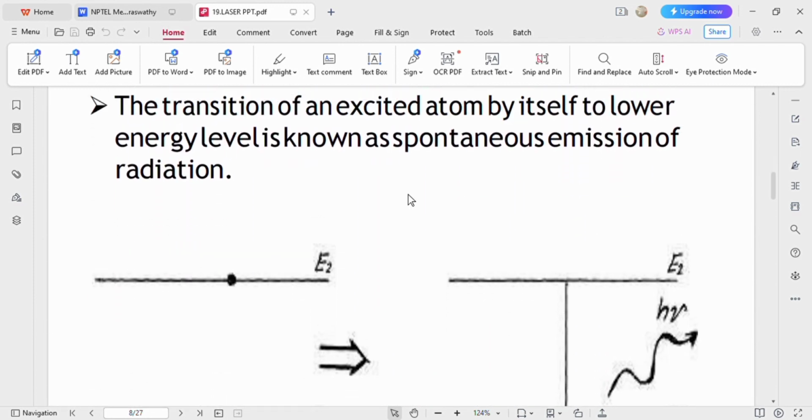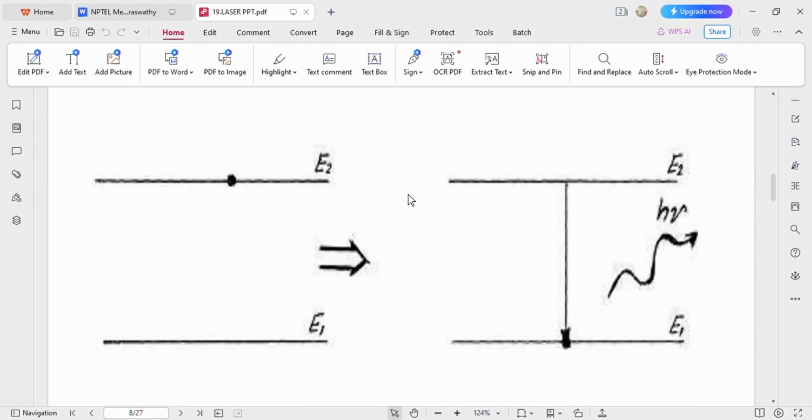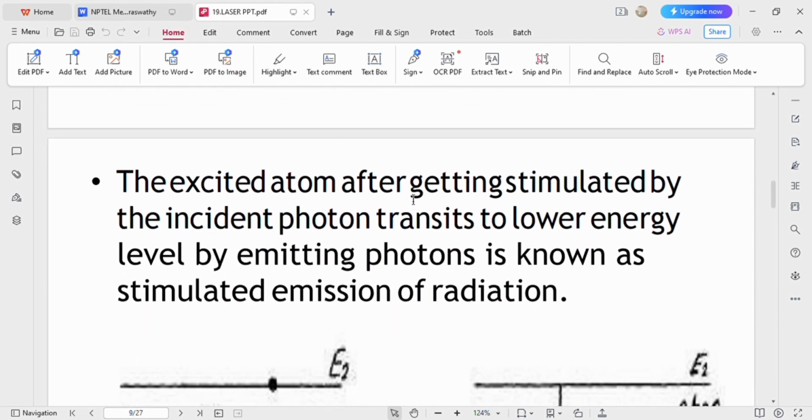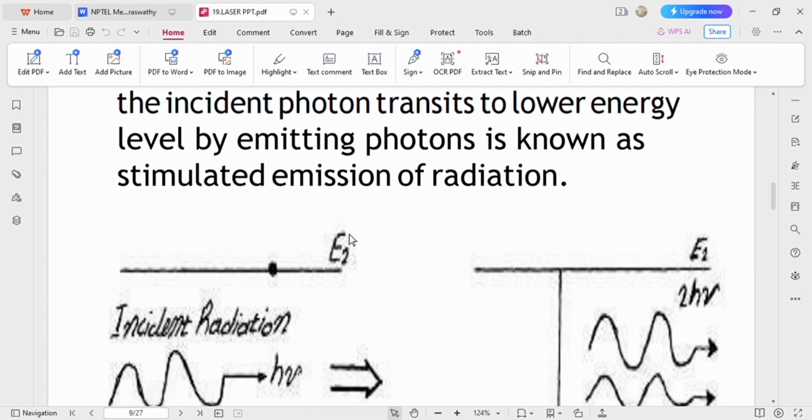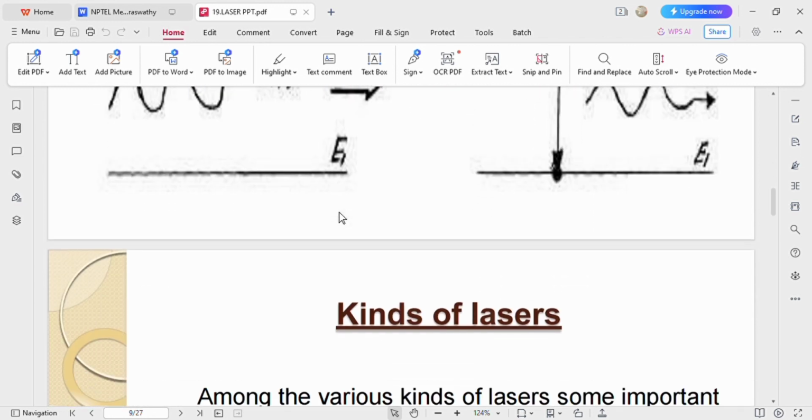The transition of the excited atom by itself to a lower energy level is known as spontaneous emission of radiation. The below diagram shows the spontaneous emission of radiation, how the energy is transferred from one place to another. In the next slide, we have to see the excited atom, after being stimulated by the incident photon, transits to a lower energy level by emitting a photon, which is known as stimulated emission of radiation.